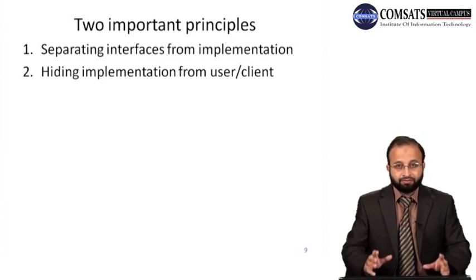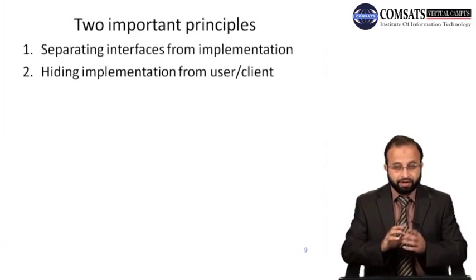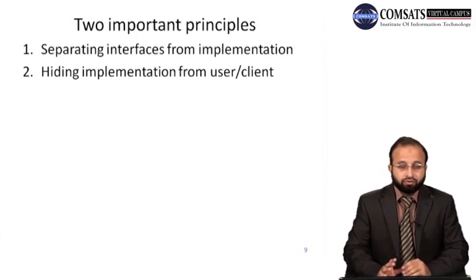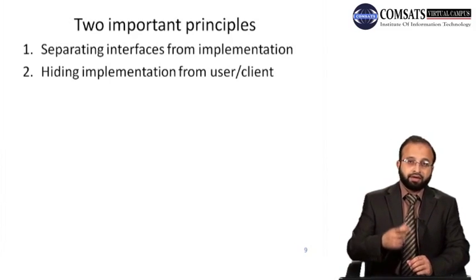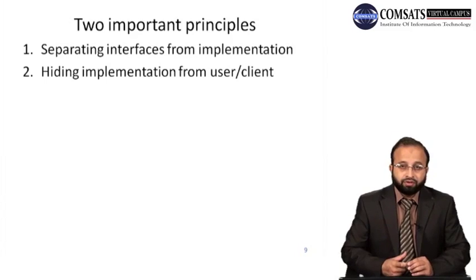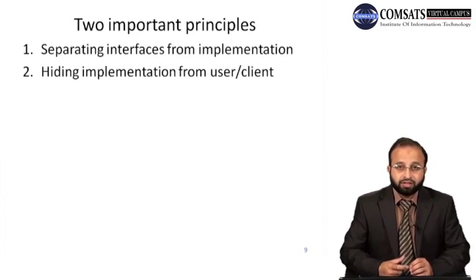So hiding implementation from user or client, now you have a very clear picture for that: you hide the implementation detail of the member function of a class from the user, and that is called hiding implementation from user or client. And what is separating interface from implementation is that you write a header file in which you write a definition of a class with just the prototype of the function, right?